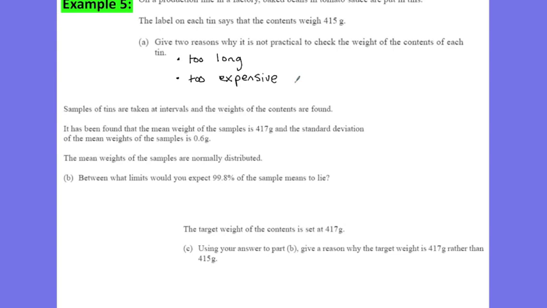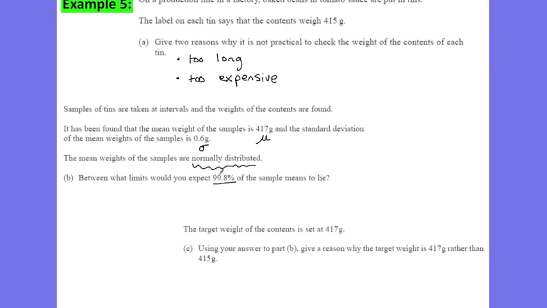Secondly, we're told that the sample of tins are taken at intervals and the weights of the contents are found. This is known as batch sampling. It's been found that the mean weight of the samples is 417 grams. So the mu, the mean. The standard deviation is 0.6. We're told that the weights are normally distributed and asked between what limits would you expect 99.8% of the sample to lie?